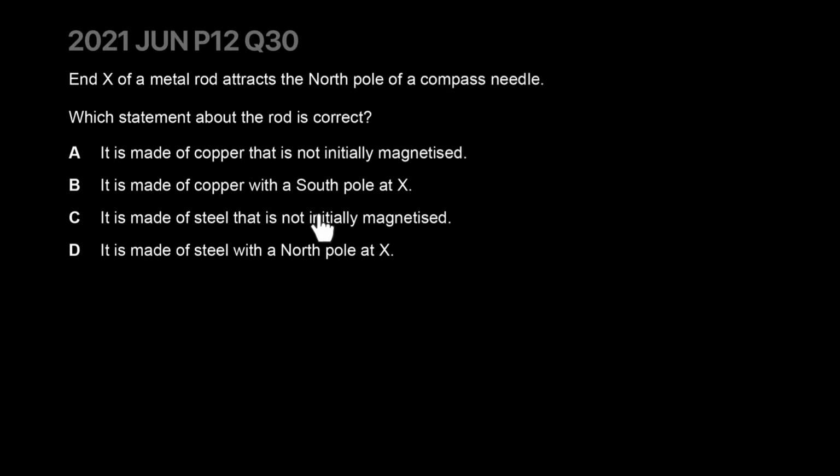It is made of copper with the south pole at X. So you're thinking the copper with the south pole will attract the north pole, but copper itself does not attract or is attracted to any of the magnets. So copper is kind of out. Then we have the other two options which have steel in it. It is made of steel that is not initially magnetized. Okay. Yeah, just a regular steel, magnet will attract it, sure. It is made of steel with the north pole at X. So if the north pole is at X, it's still magnetized and it'll repel it. Another north pole will repel it. So the best answer is actually C over here.